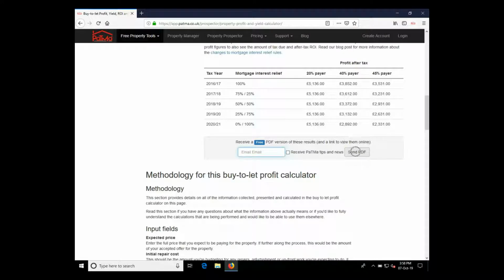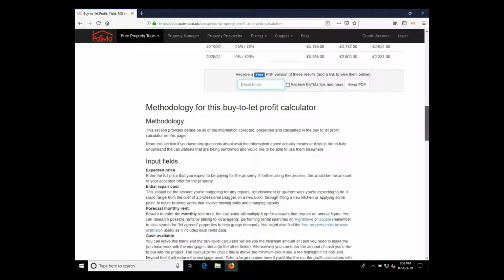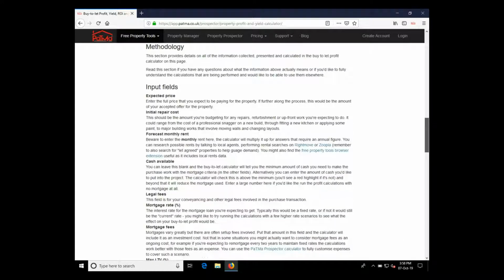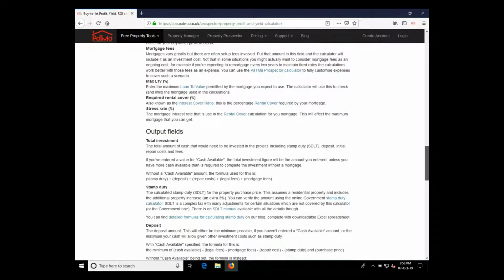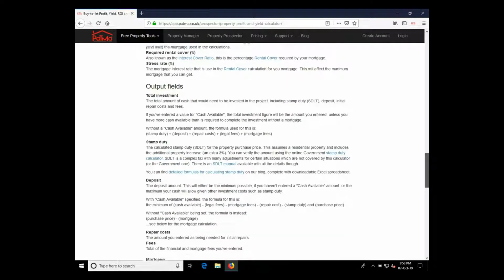If you're further curious about how these calculations are done and the exact details of what the figures shown mean, scroll down even further and read all about the figures that you enter and receive back, including very specific calculation formulas that are used.